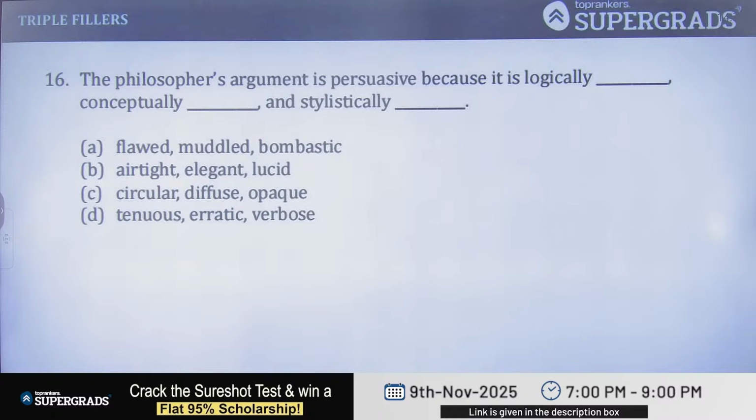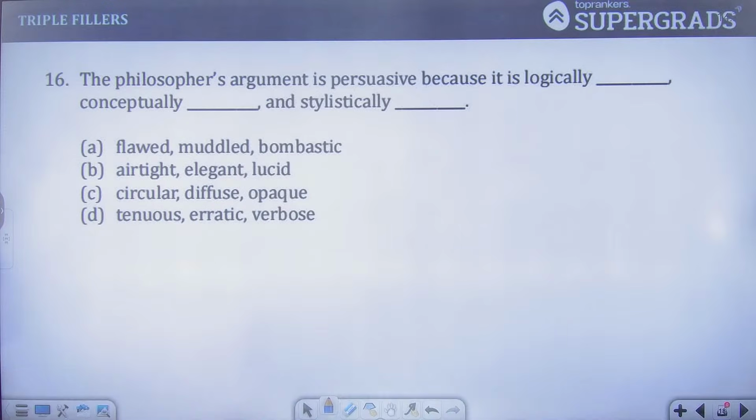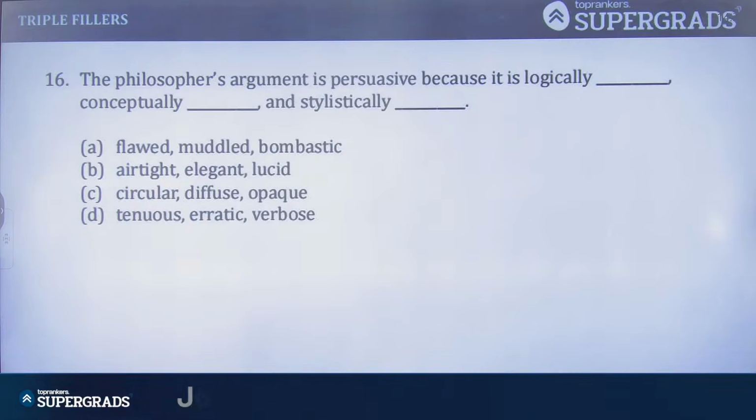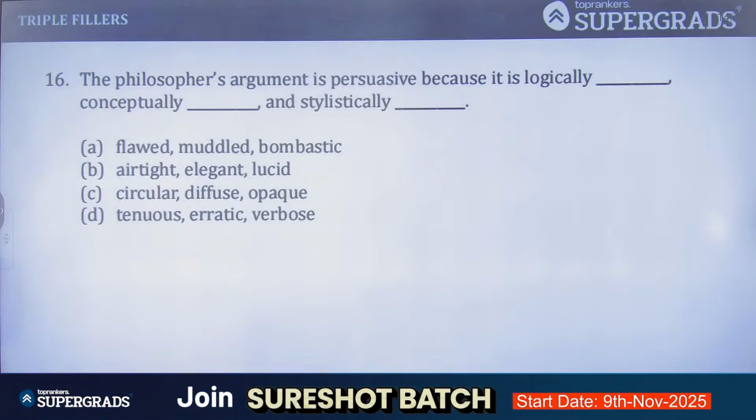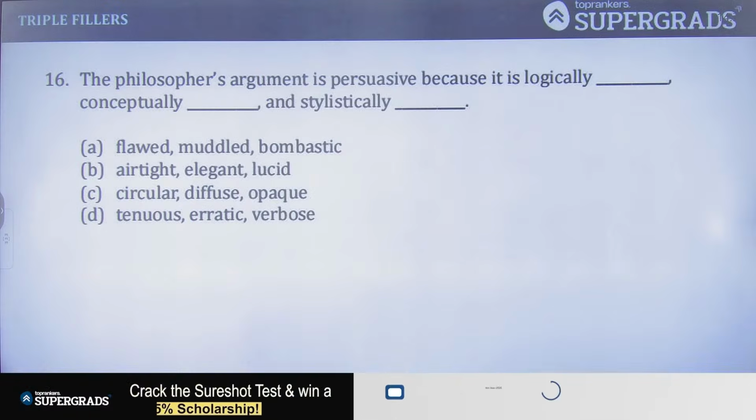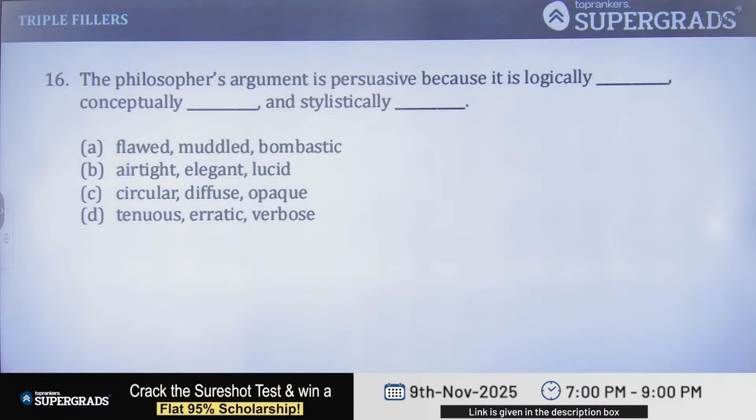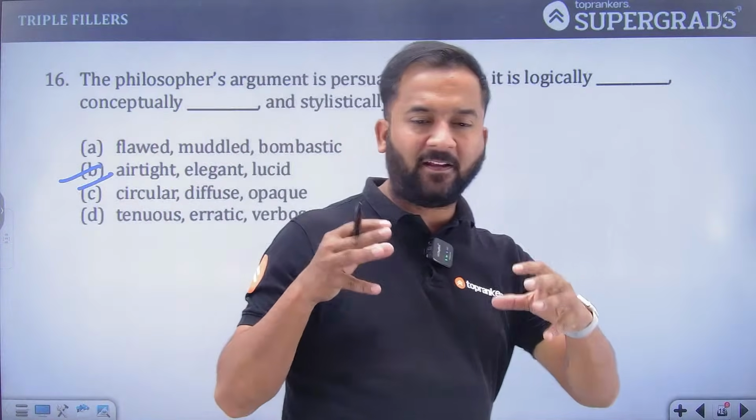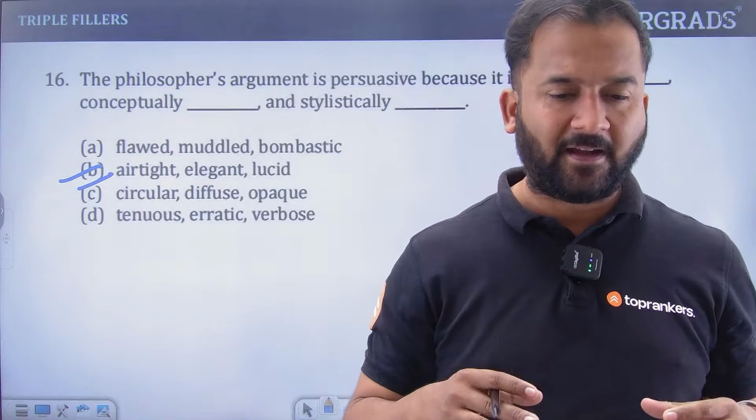The philosopher's argument is persuasive. So, you could say persuasive is used in a positive manner because it logically dash, conceptually dash, and stylistically dash. The philosopher's argument is persuasive because it is logically airtight. Airtight is, well, confined in a robust manner. That is what airtight here means.